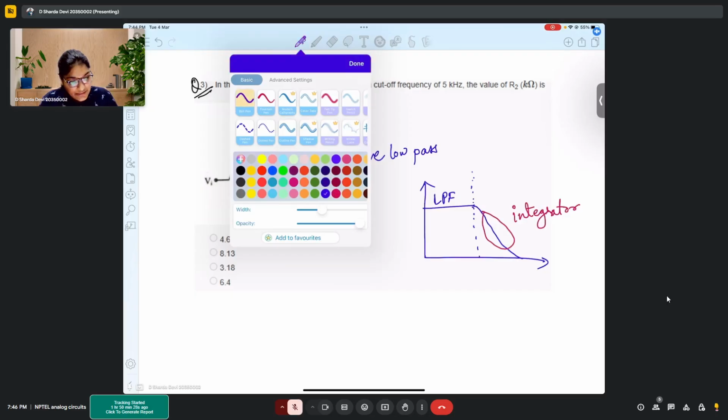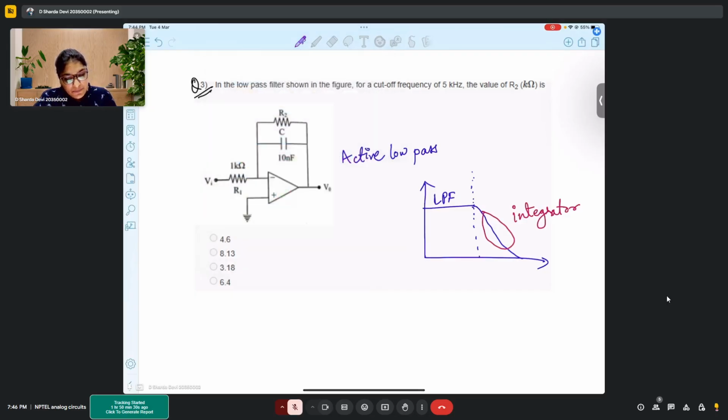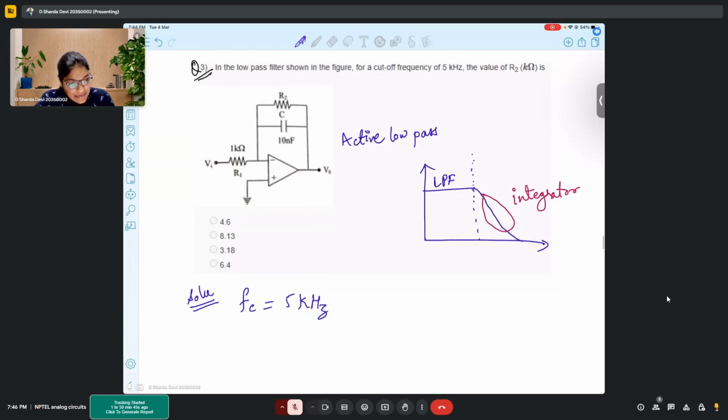So, coming back to this problem. In the low pass filter, as shown in this figure, for a cutoff frequency of 5 kilohertz, so it is given that FC is 5 kilohertz. What is the value of R2? You need to find the value of R2. So how to find the value of R2?